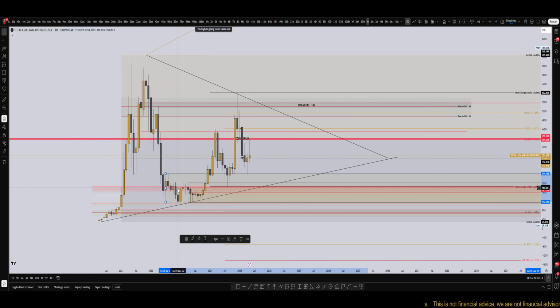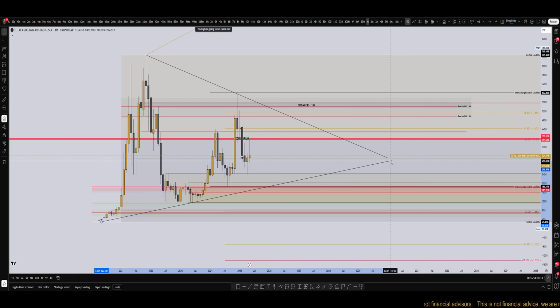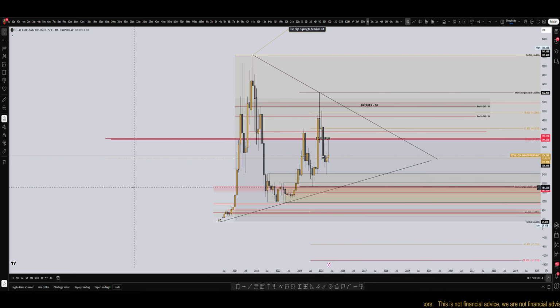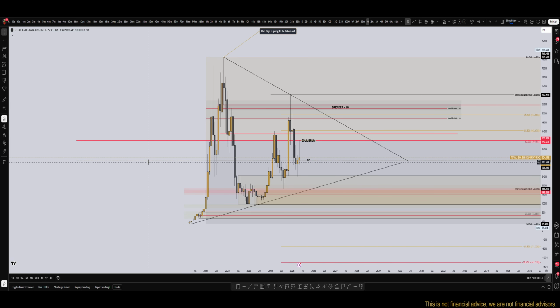Could this be a breaker as well? Yeah, they're being retested though. There is something minor in here, I think. Shift this up. Okay, cool. Order block somewhere around here.